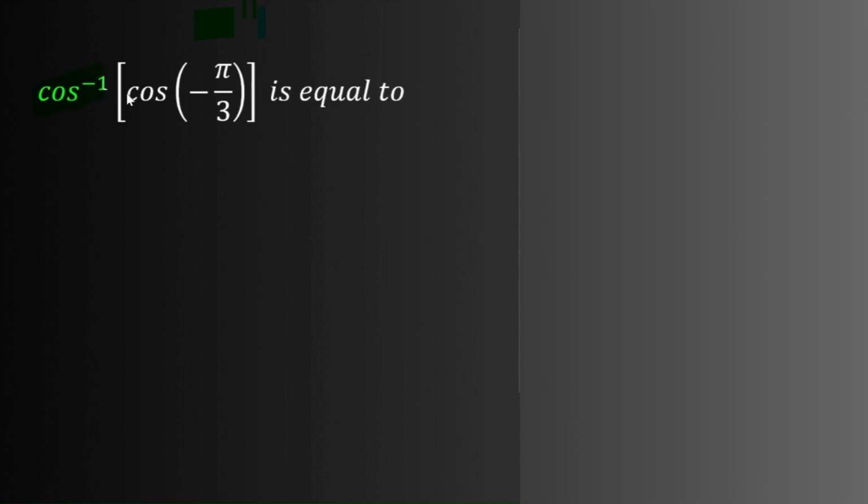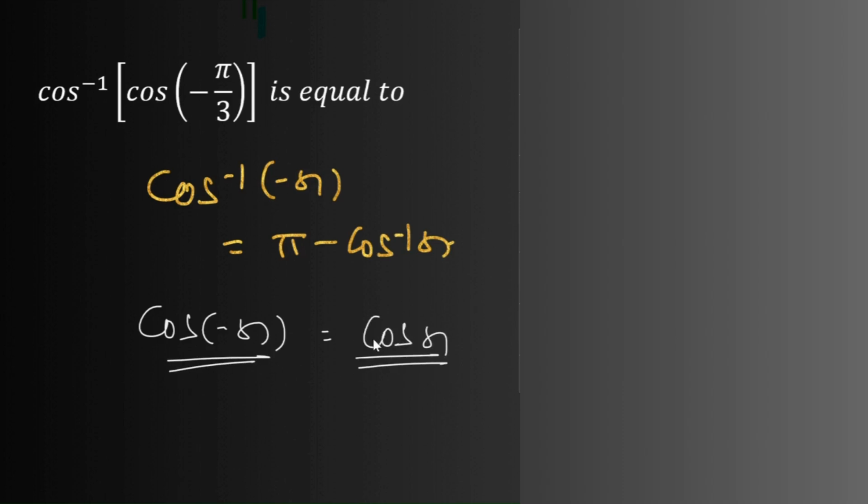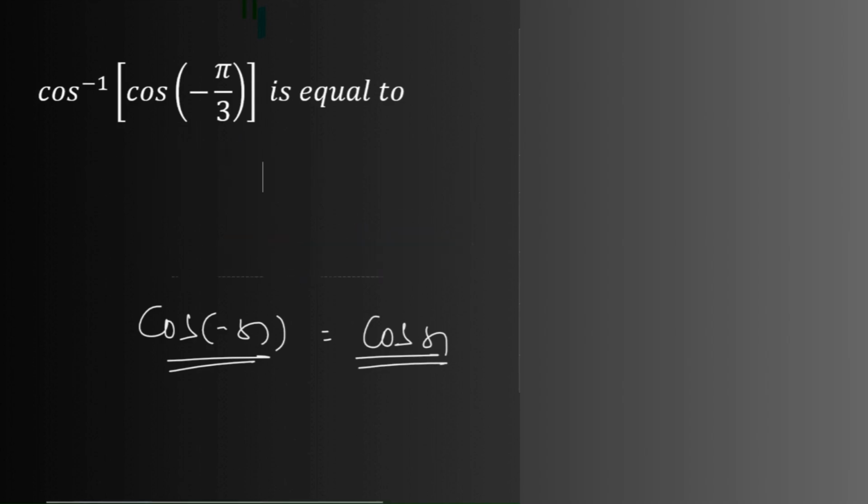The question here is to find cos inverse of cos of minus pi by 3. So one thing you should remember is that if we have cos inverse of minus x, we write this as pi minus cos inverse x. And in case we have cos of minus x, we write this as cos x. So cos minus theta is cos theta, and not pi minus cos theta. So this is what we are going to do in this case.